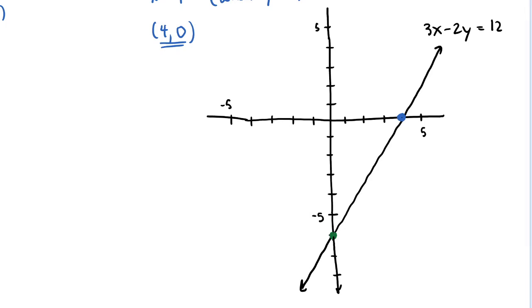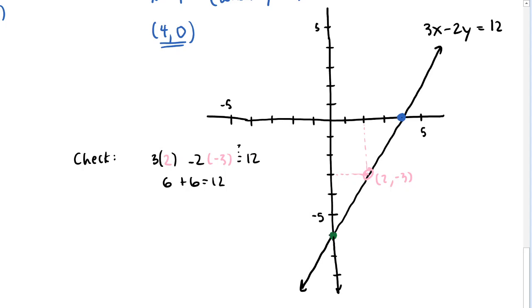And now what's another point on this line? Well, another point on this line that looks like it is the point (2, negative 3), a solution to this equation based on this picture, right? Graphs are pictures of solutions to our equation. And so let's check that this point is truly another solution to our equation. It's truly a point on this graph. So I'm going to plug in positive 2 for x, and negative 3 for y. And so our equation, it's 3 times x minus 2 times y. Does this equal 12? Well, we get 6 plus 6 is equal to 12. And so this is a solution, right?